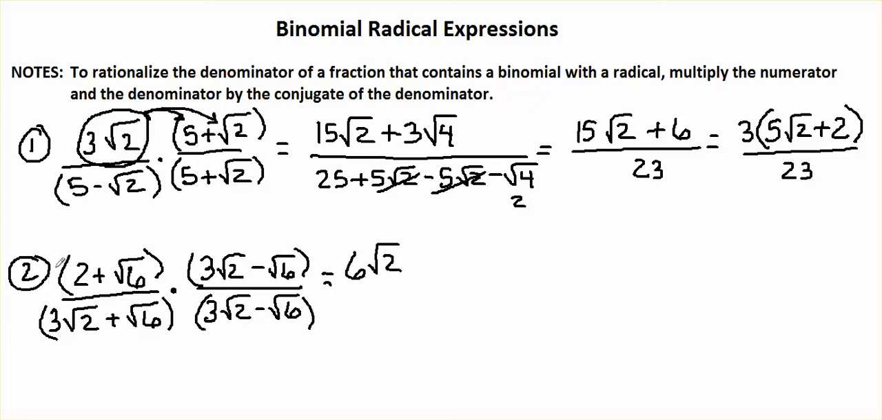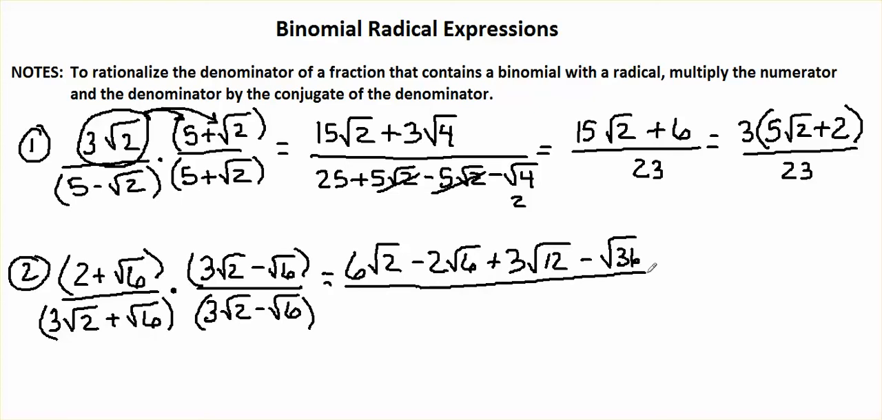Let's do our outside terms. 2 times negative 1 is negative 2 radical 6. When we do radical 6 times 3 radical 2, our numbers when we multiply are just 3, so we have a positive 3 on the outside. Radical 6 times radical 2 is radical 12. And then when we multiply radical 6 times negative radical 6, we're going to get a negative radical 36.